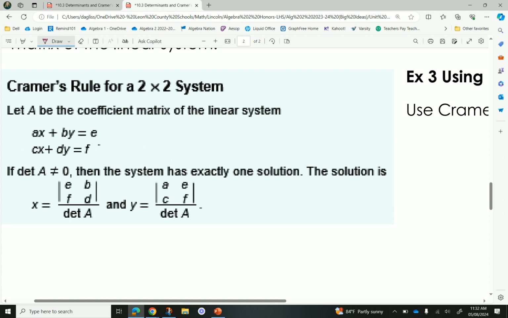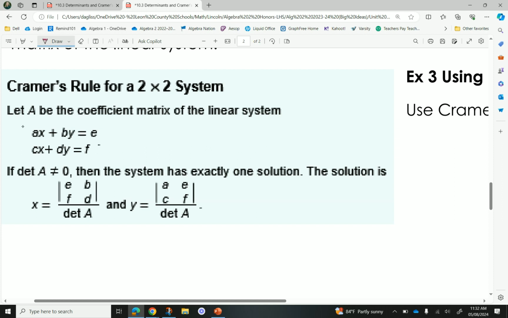Which means, what about my lines? If they don't have a solution, what are they? Yeah, they're parallel lines. Fancy. Okay.